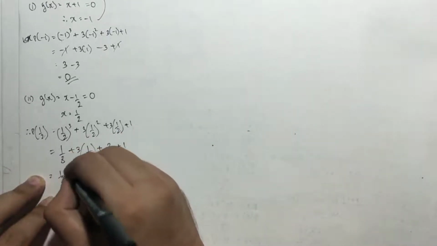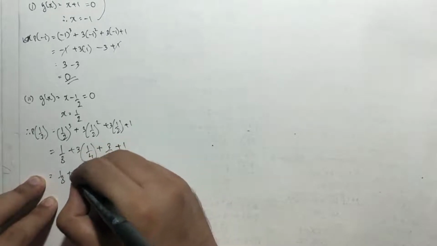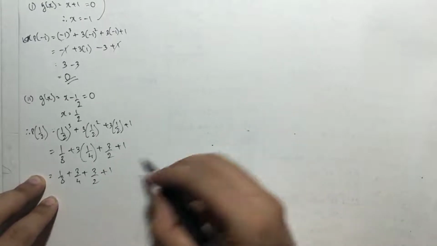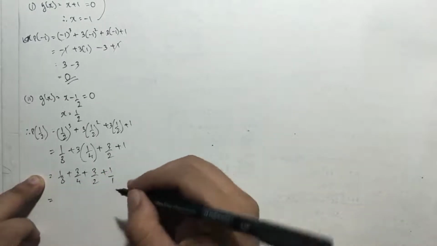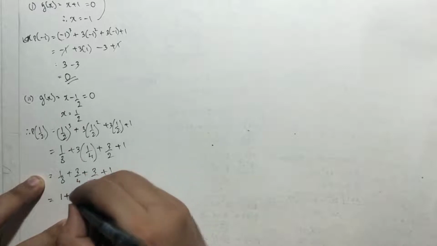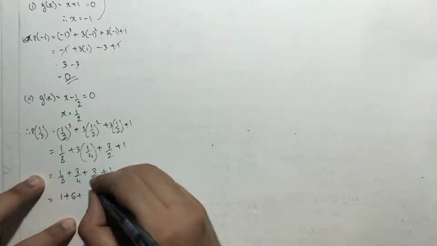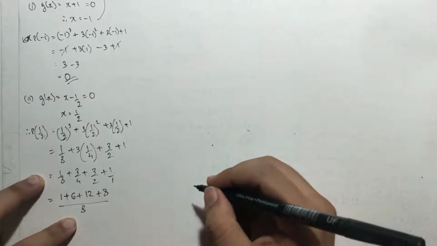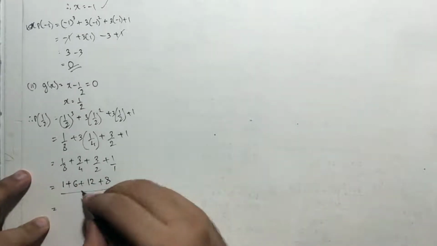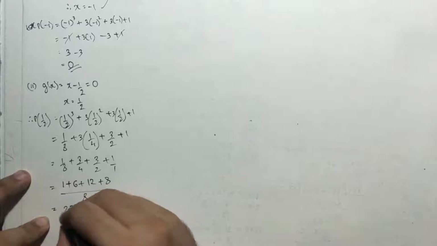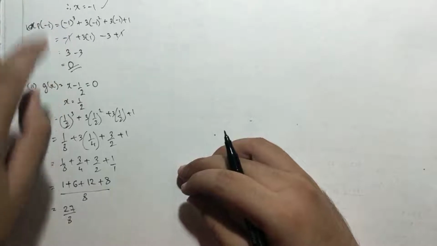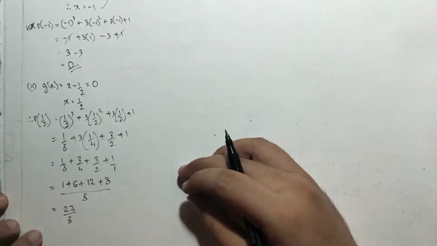This is 1 by 8 plus 3 into 1 by 4 will become 3 by 4 plus 3 by 2 plus 1. Taking LCM, LCM would be 8. So 1 plus 6 plus 12 plus 8 upon 8. So we will get the answer 27 upon 8. This is the remainder when we divide p of x by g of x. Let us proceed to the third sum.